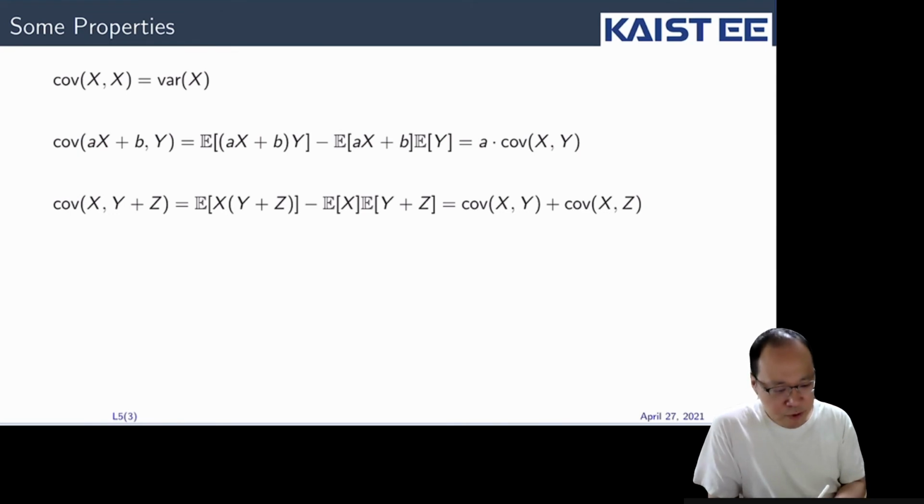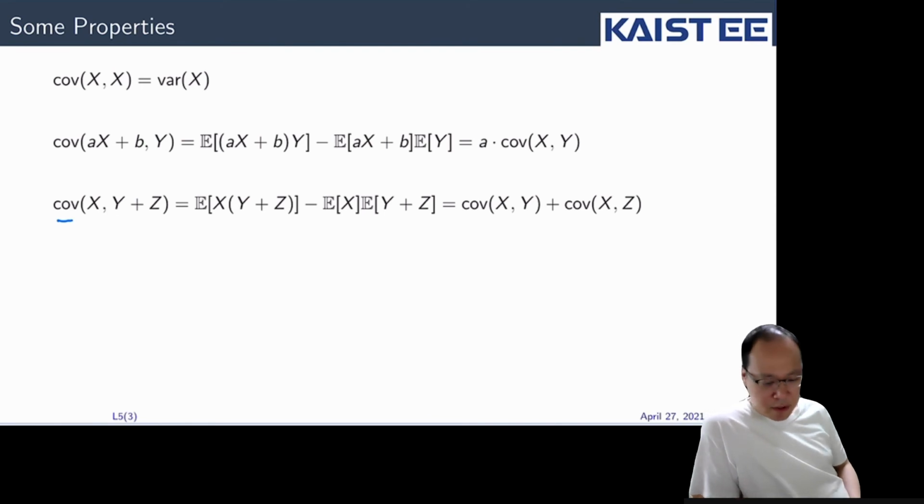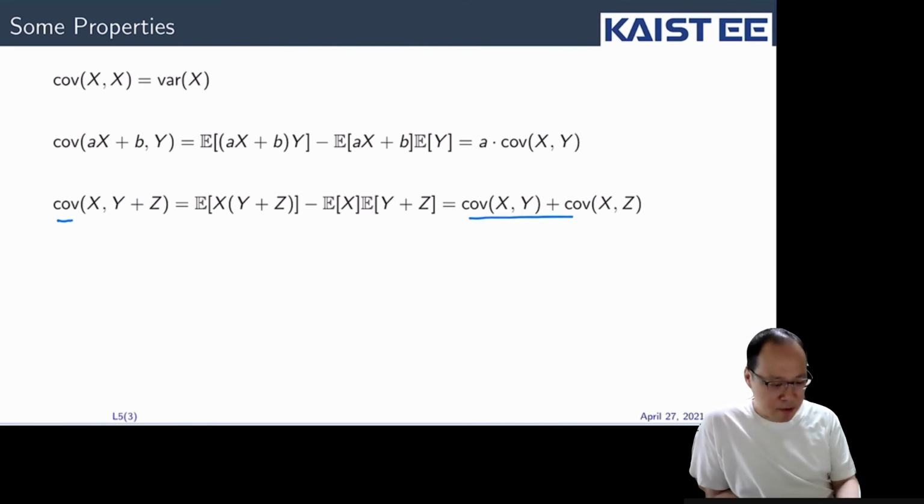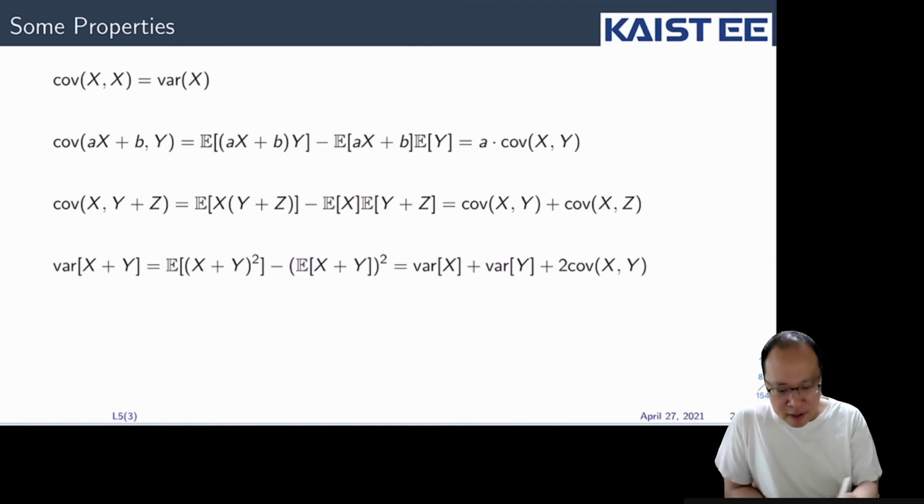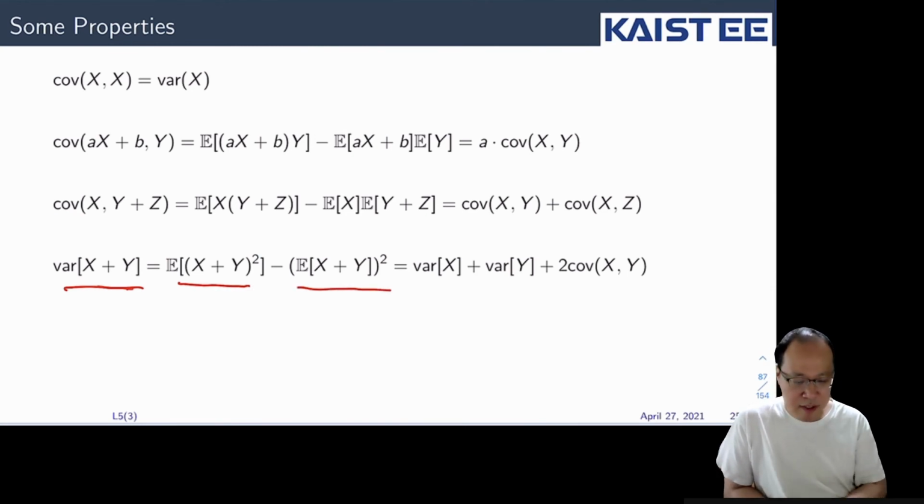Now, what happens to the distributive law? Well, the distributive law is satisfied, meaning the covariance of x, y plus z is equal to the covariance of x, y plus the covariance of x, z. And that is because of this definition. The variance of x plus y, by definition, is equal to the expectation of (x plus y) squared minus the square of the expectation of x plus y. Then we already checked that in previous lectures. That's the variance of x plus the variance of y plus 2 covariance of x, y.